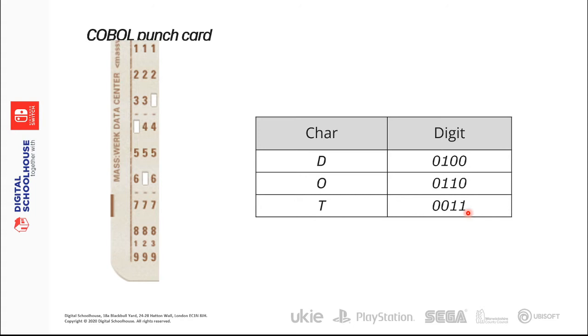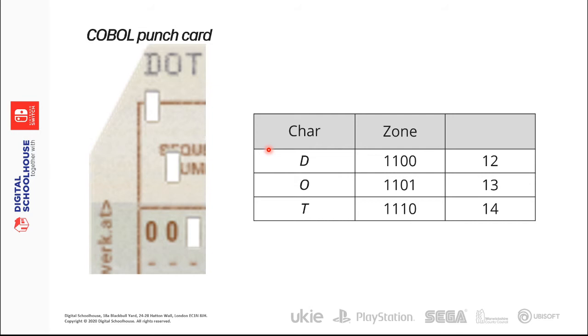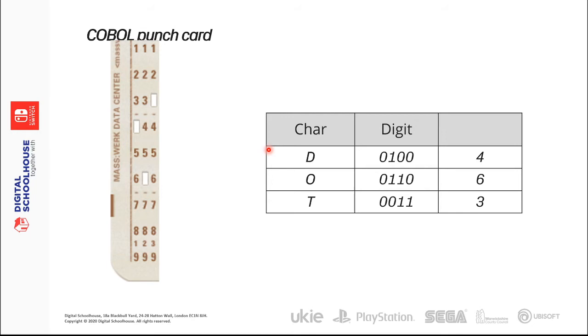And when we put those two things together, we can then represent the whole word itself. So in this case, dot. So we can see that we've got the zone. So zone 12 plus digit 4 means the letter D. Zone 13 plus the digit 6 means O. And zone 14 plus the digit 3 means the letter T. So you can see how the COBOL punch card puts all those different things together in order to represent a word.